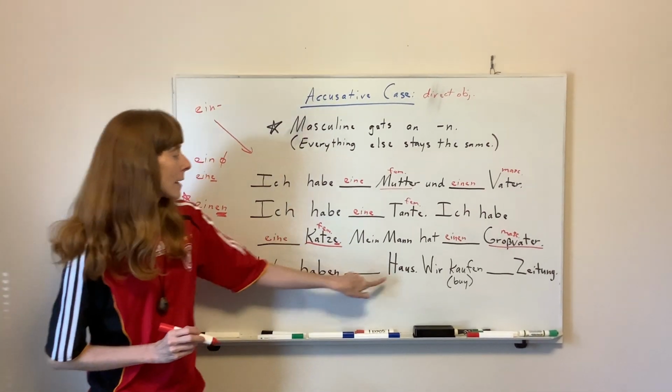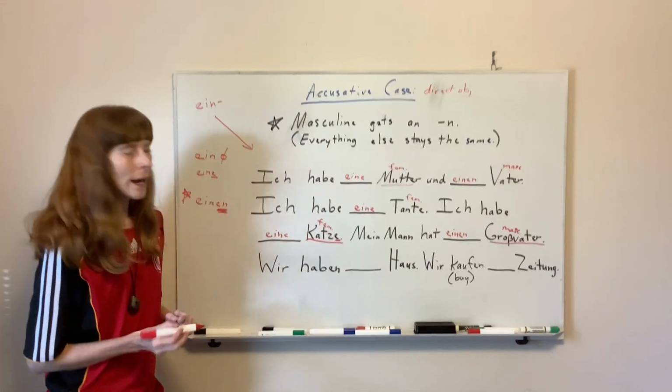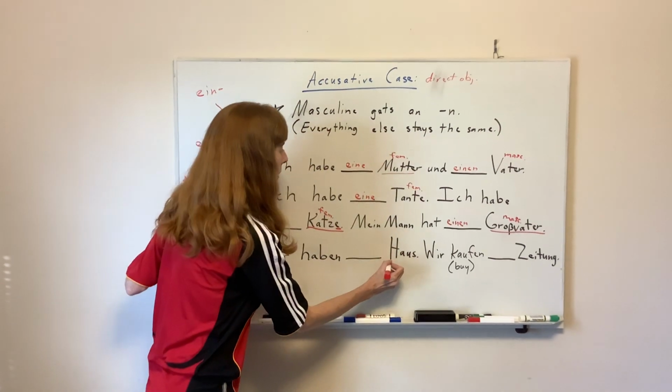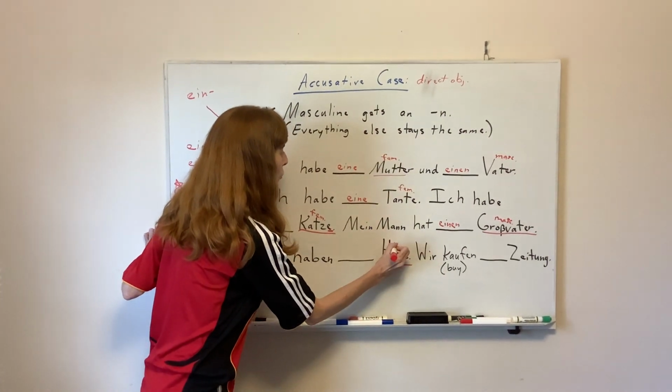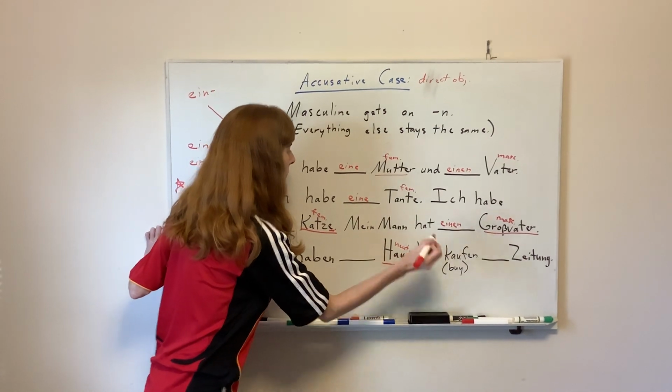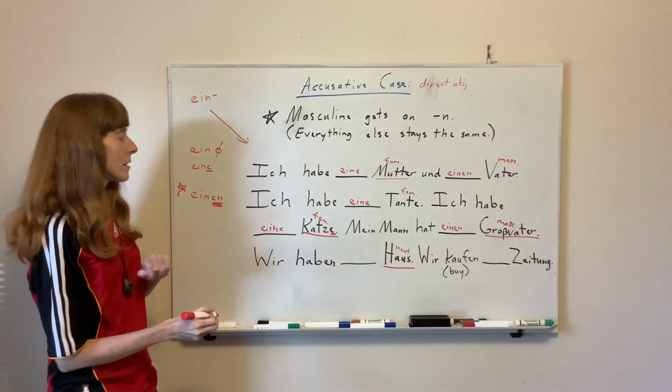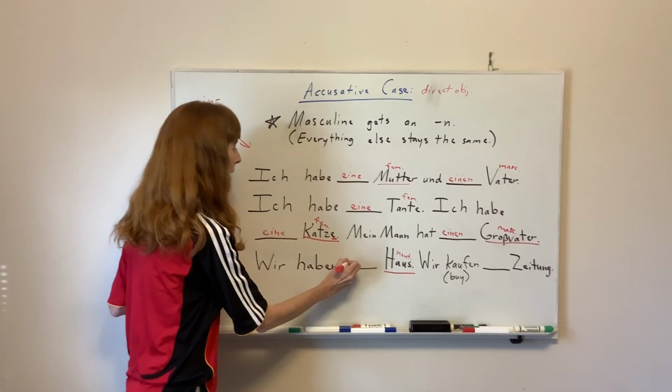Wir haben blank Haus. We have a house. So we know that house is neuter. Neuter, well, no ending, nothing changes. Wir haben ein Haus.